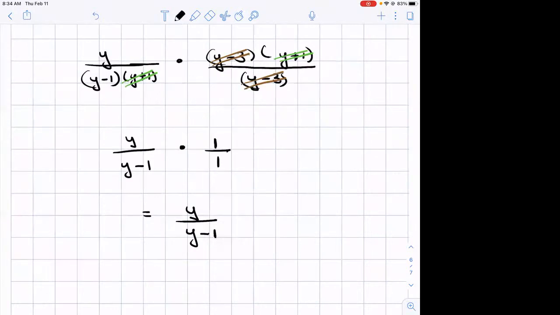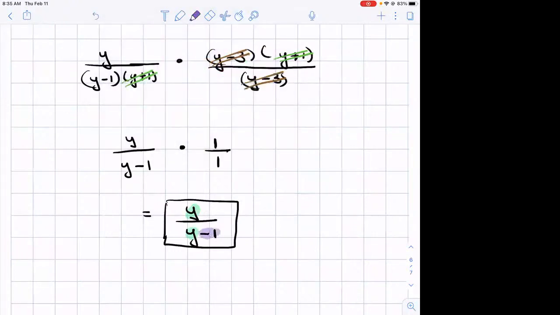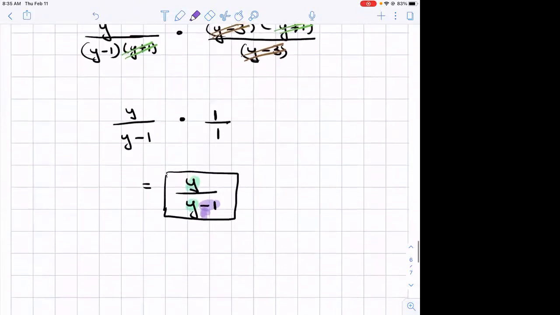Now, be very careful. This is your final answer. If you're thinking, why don't I cancel this y with that y? I can't do that, because I have a minus 1 attached to this y. You can only cancel things when they're written as a product. So if this was y times 1, then you could cancel it. So it cannot be canceled. Only when it's written as a product can you cancel. Okay?